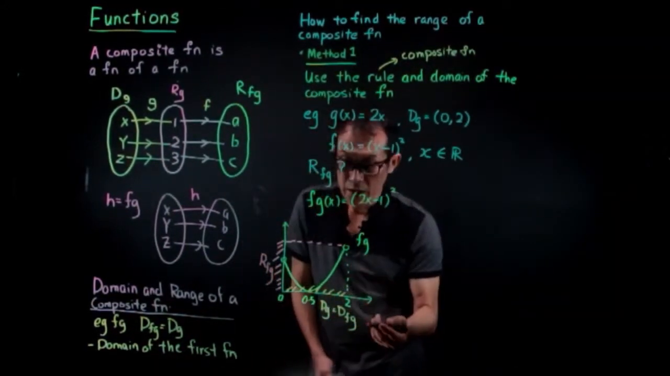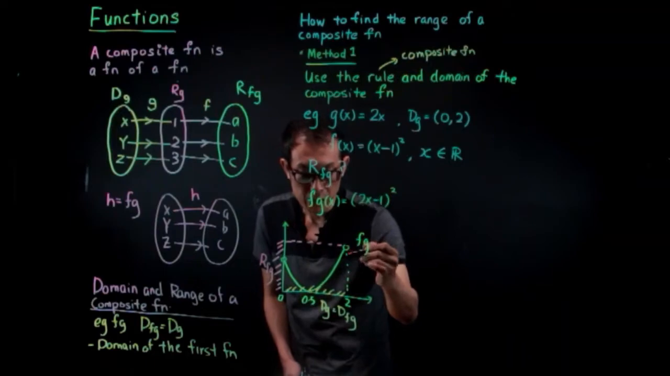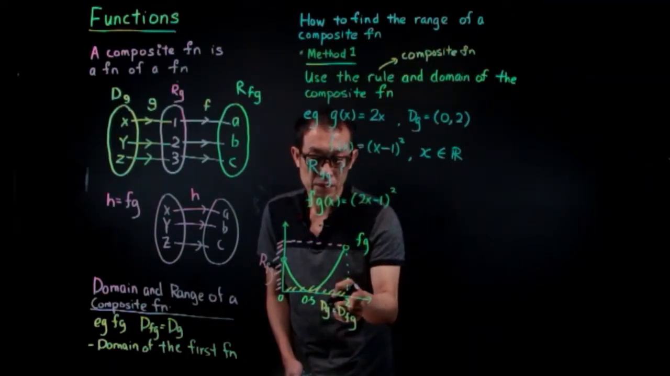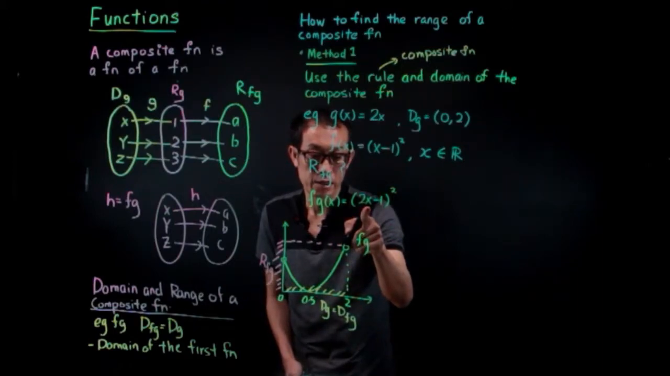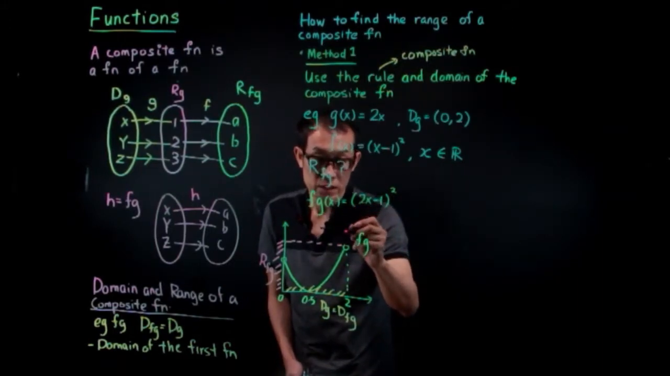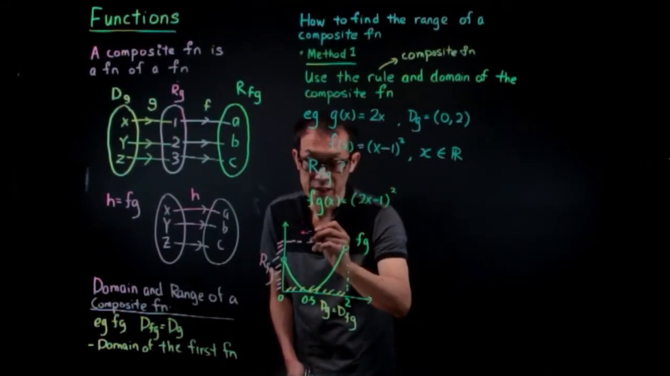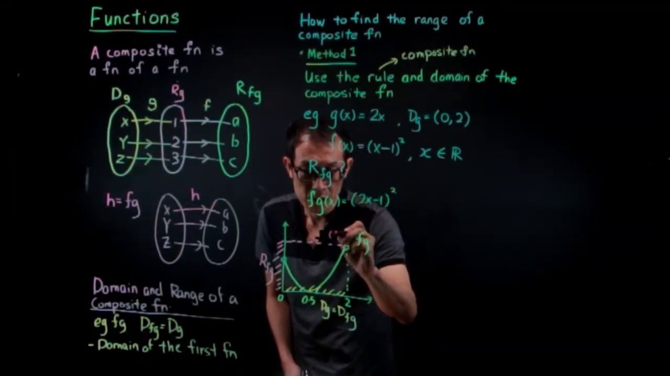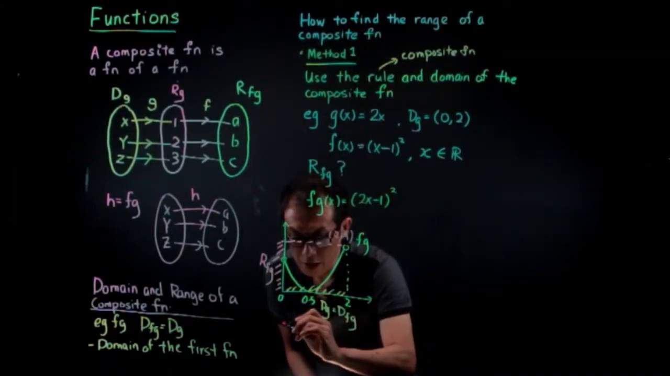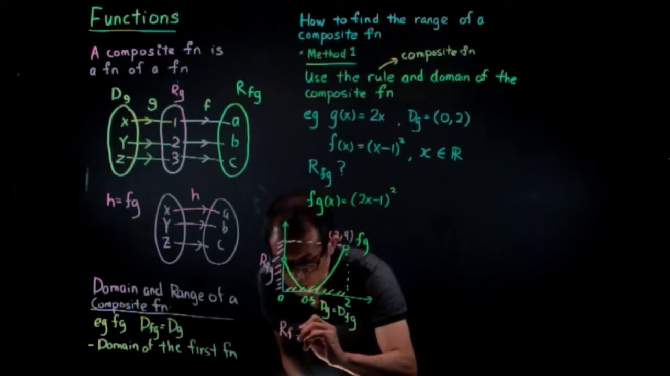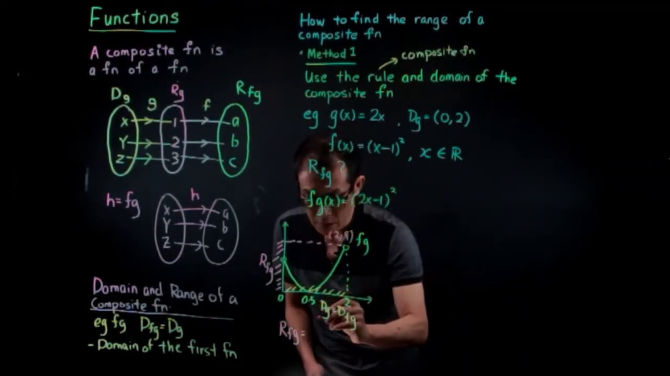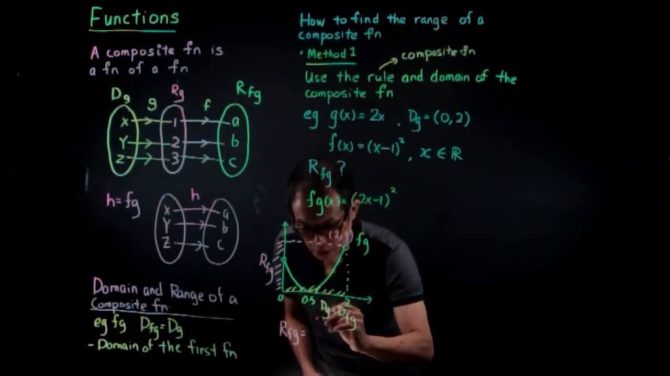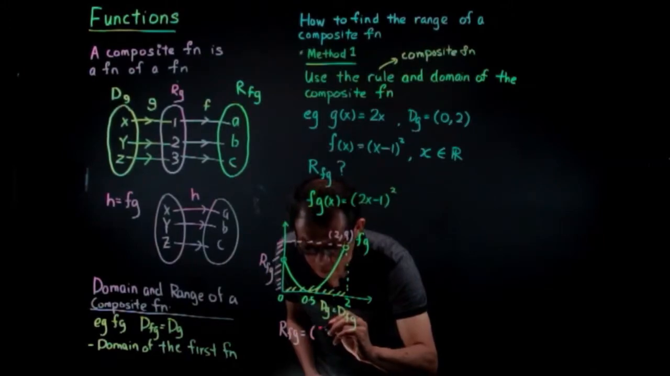So what is the range of fg? Look at this point. What is the coordinate of this point? The input is 2. So I put 2 inside, then I will get 4 minus 1 and square it. So I will get 9. So this is (2, 9). So my range of fg will be from 0 to 9.